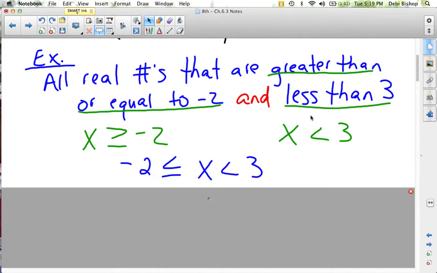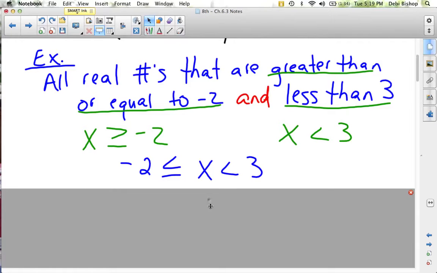So here you can see my x is less than 3 I keep the same. Now I have to figure out how I'm going to write this with x being my middle number or my main concern. So how is x related to both of these statements? Well, here I said x is greater than or equal to -2. If I want to put it all in one, then I have to flip my signs. So I have -2 is less than or equal to x, and x is also less than 3.